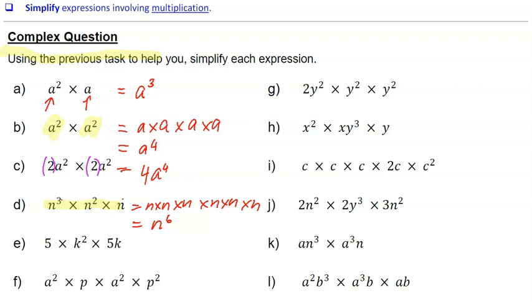So why don't you have a go at the rest of these and check your answers when you're finished.